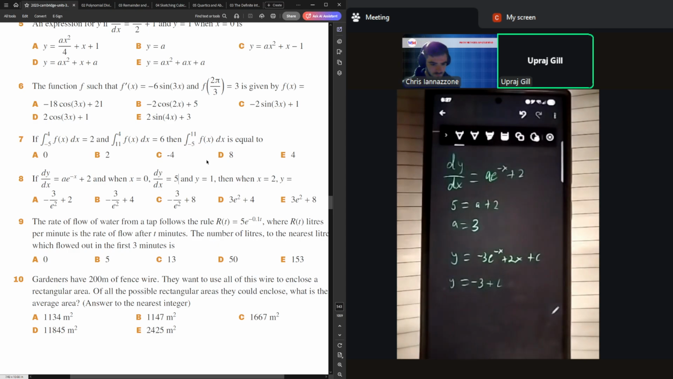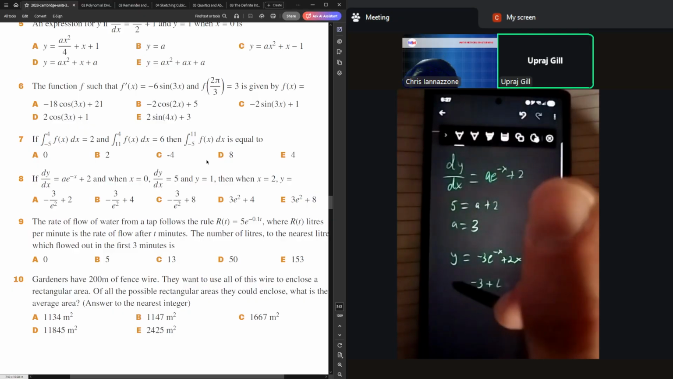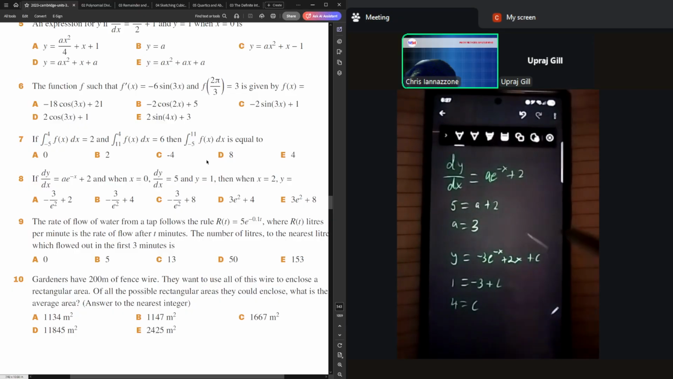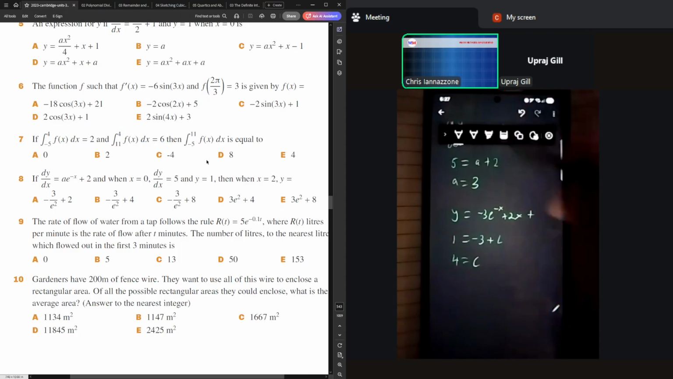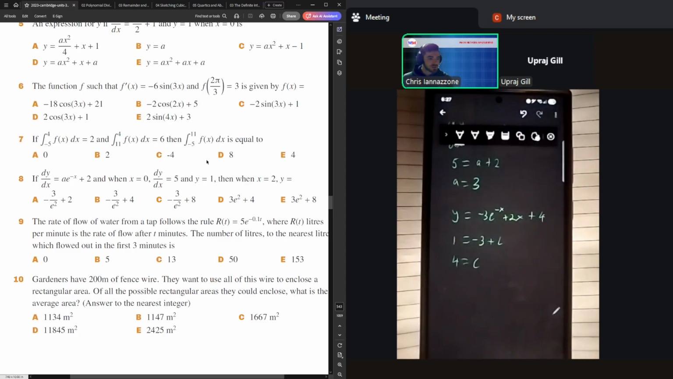When x is equal to 0, the diff is equal to 5, and y is equal to 1. Can't we just put in 1 for y? That's exactly right. And then c is equal to 4? That's it. Got the a, got the c. And now we're happy to sub in x equals 2 into this, because now we're going to get one of those answers.